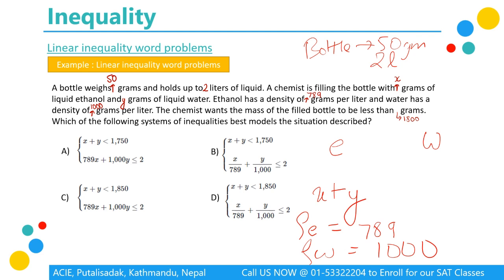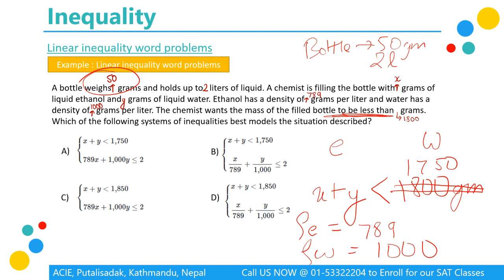Now here there is a certain part that has to be noted. Has to be less than. So x plus y, meaning x grams of liquid ethanol and y grams of liquid water stored, the weight should be less than 1800 grams. But here comes the extra information, which is the bottle itself weighs 50 grams. So that also has to be cut out. So instead of 1800 grams, it has to be 1750 grams.